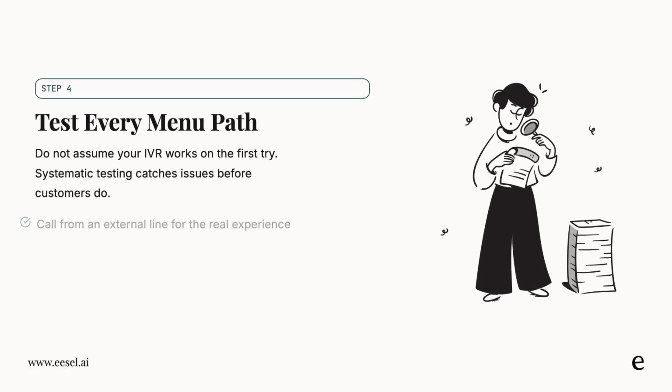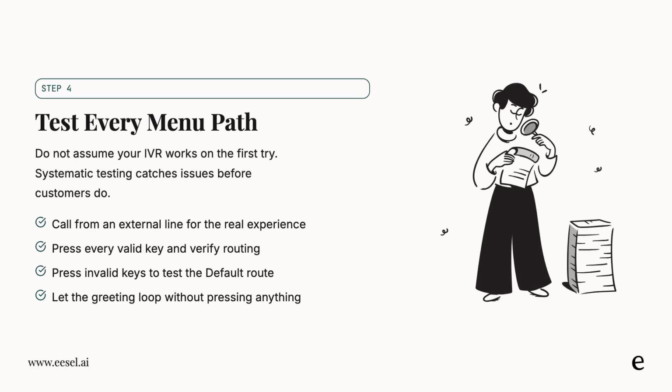Never assume it works. Call your number from an external phone and test every single key press. Press invalid keys too to confirm your default route catches them. Leave a test voicemail and verify it creates a ticket with the right tags in Zendesk.